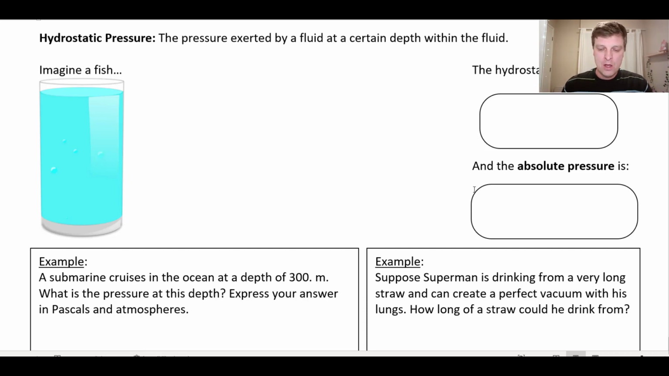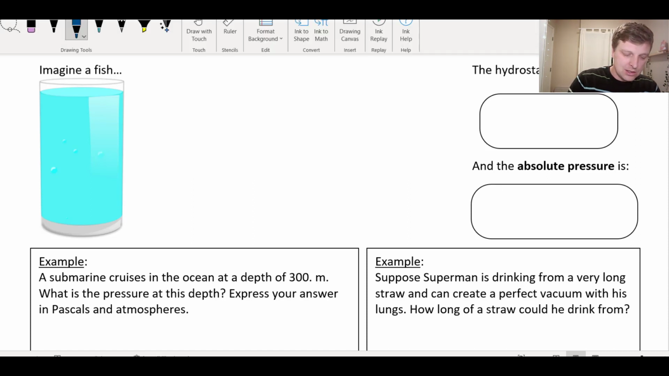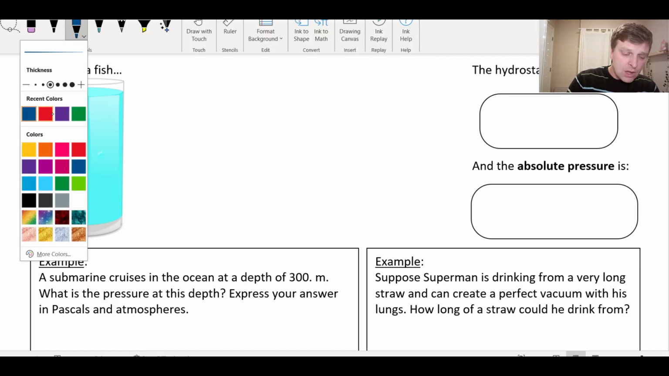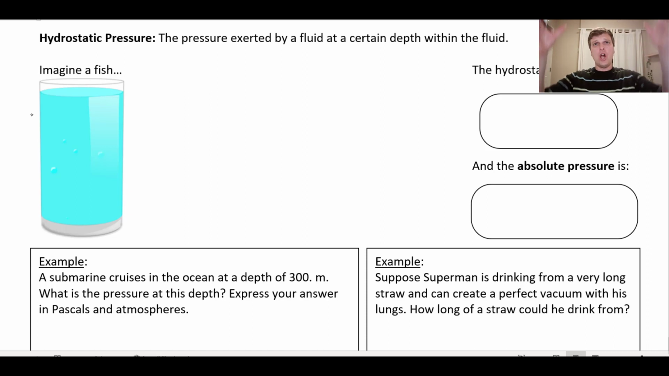So when we talk about hydrostatic pressure, one way to envision this is to picture that I've got a column of water. So maybe I've got a glass of water, and in that glass of water, maybe near the bottom of the glass, I've got a fish.